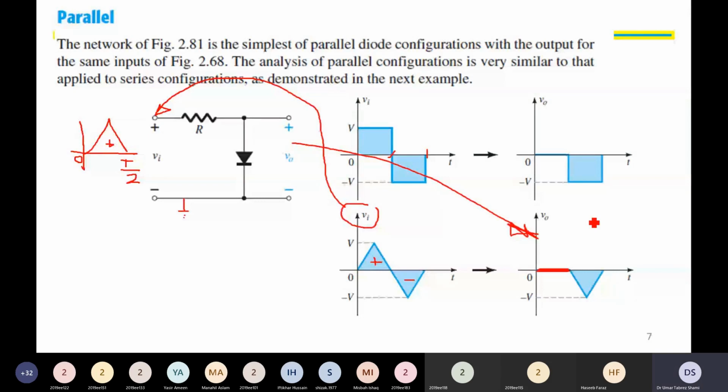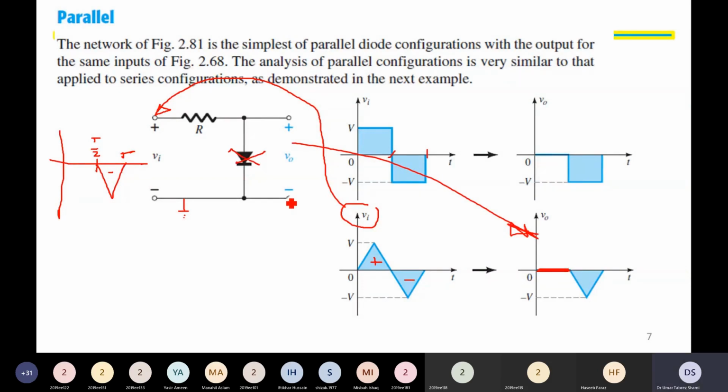And then for the remaining negative half, from time T by 2 to time T, we give a negative triangular waveform at the input voltage. This negative voltage will reverse bias the diode. The diode will not work, it will be open circuit.